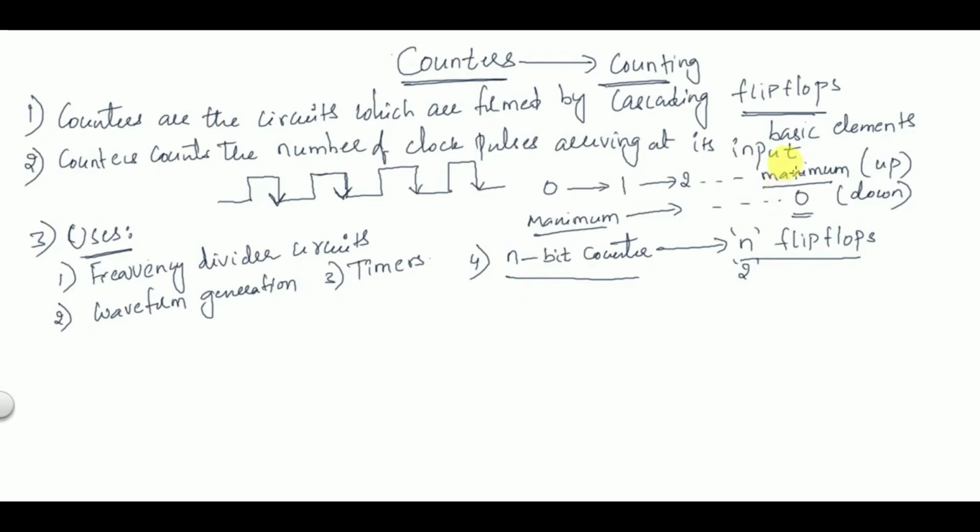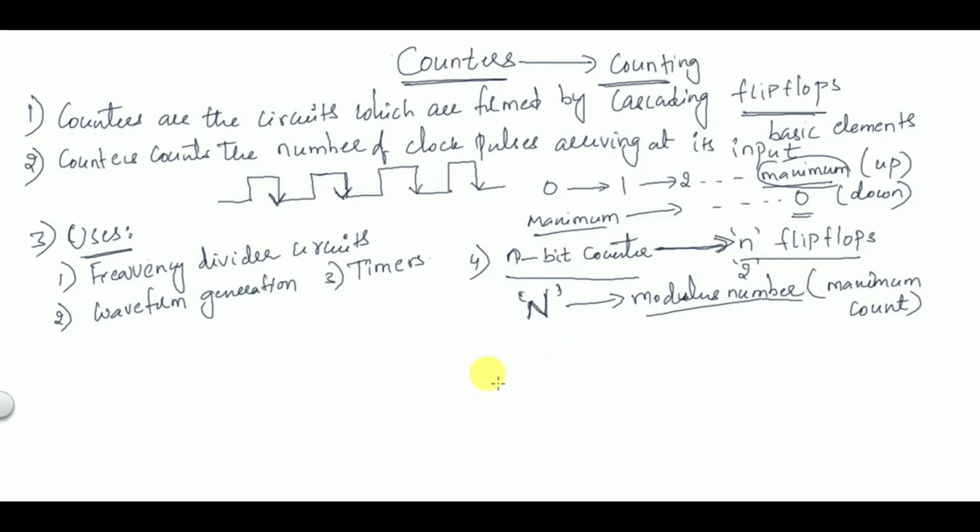Okay, as I've told you, this is the maximum. This maximum value I am taking as N. Generally we call this the modulus number. Small n represents an n-bit counter, which means n flip-flops are used, and capital N represents its modulus number. Modulus number means maximum count. The maximum count of a particular counter is called its corresponding modulus number.